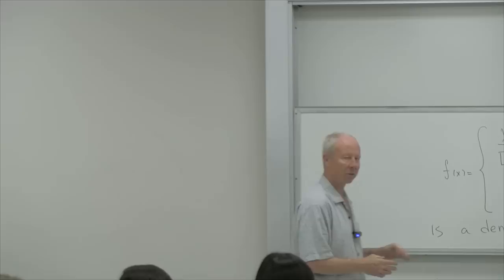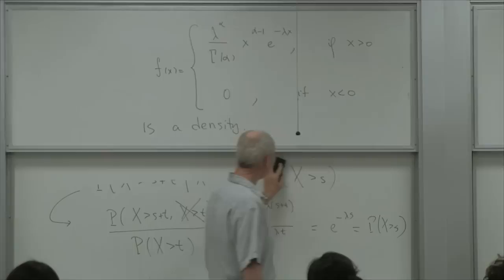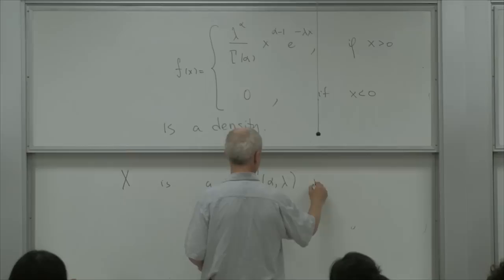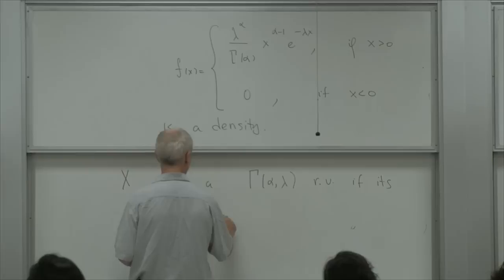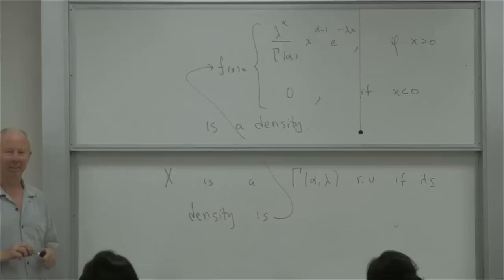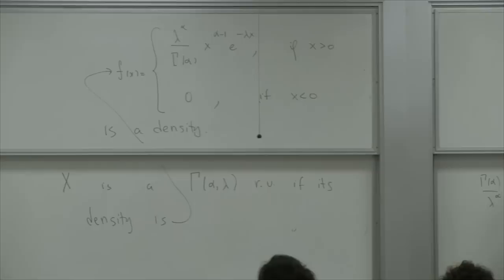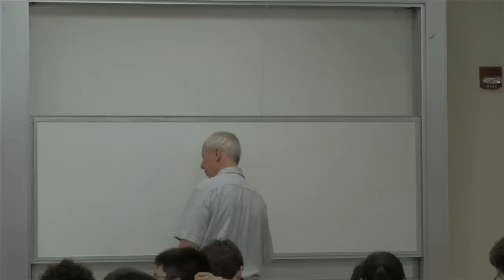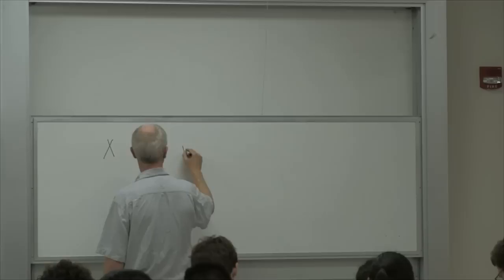OK, so let me finish up the gamma random variable here. A random variable is gamma if its density is given by that. And we'll work extensively with gamma later. I think that we already mentioned the uniform distribution. Also mention X is a normal random variable.